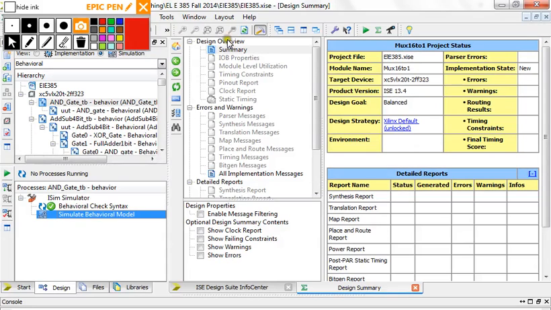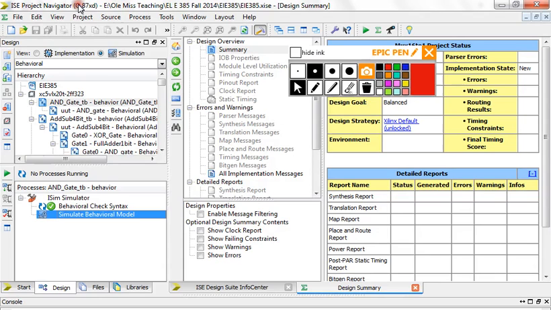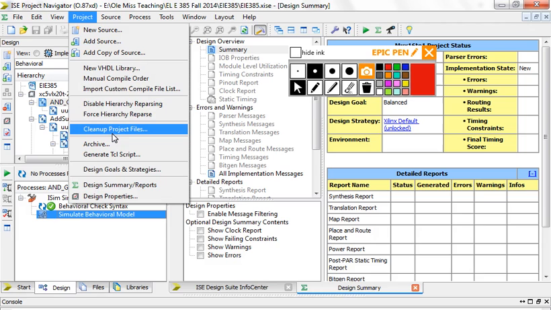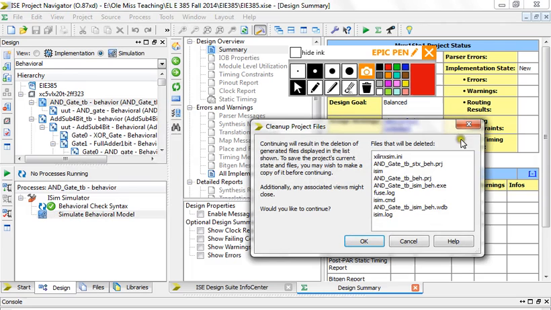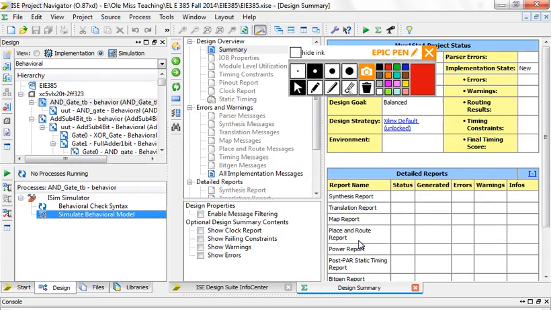Okay, so one thing you can do is go to project and then clean up project files and then click on that. It's going to have a lot of these compiled XE figures. And if you click OK, then it'll get rid of all the iSIM and compiling and things that you need. And then you can just go back and actually just simulate the behavior model. So it's possible that there was some issue with that.